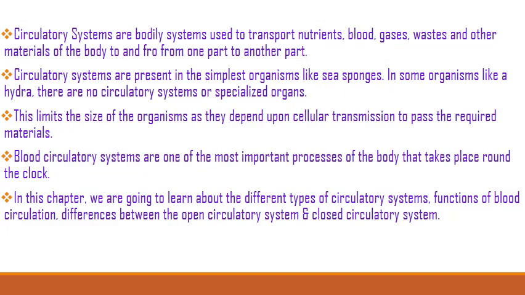Circulatory systems are bodily systems used to transport nutrients, blood, gases, wastes and other materials of the body from one part to another. Circulatory systems are present in the simplest organisms like sea sponges. In some organisms like hydra, there are no circulatory systems or specialized organs. This limits the size of the organisms as they depend upon cellular transmission to pass the required materials.